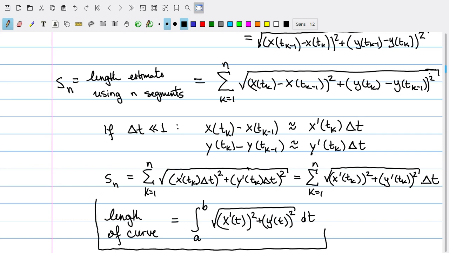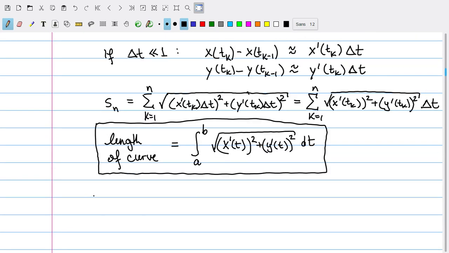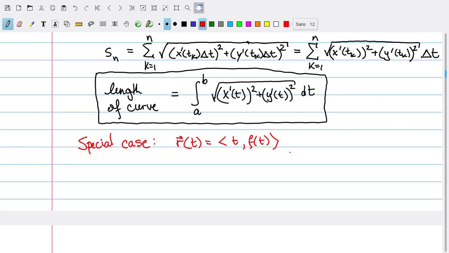So this is our answer in Calc 3, or vector calculus. You notice, as a special case, when r of t is t, f of t, this just traces out the curve given by y equals f of x from a to b. And the equation there is the integral from a to b of the square root of 1 plus f prime of t squared dt, which is exactly the equation that we got before in Calc 1. So this is a complete generalization of the previous case.